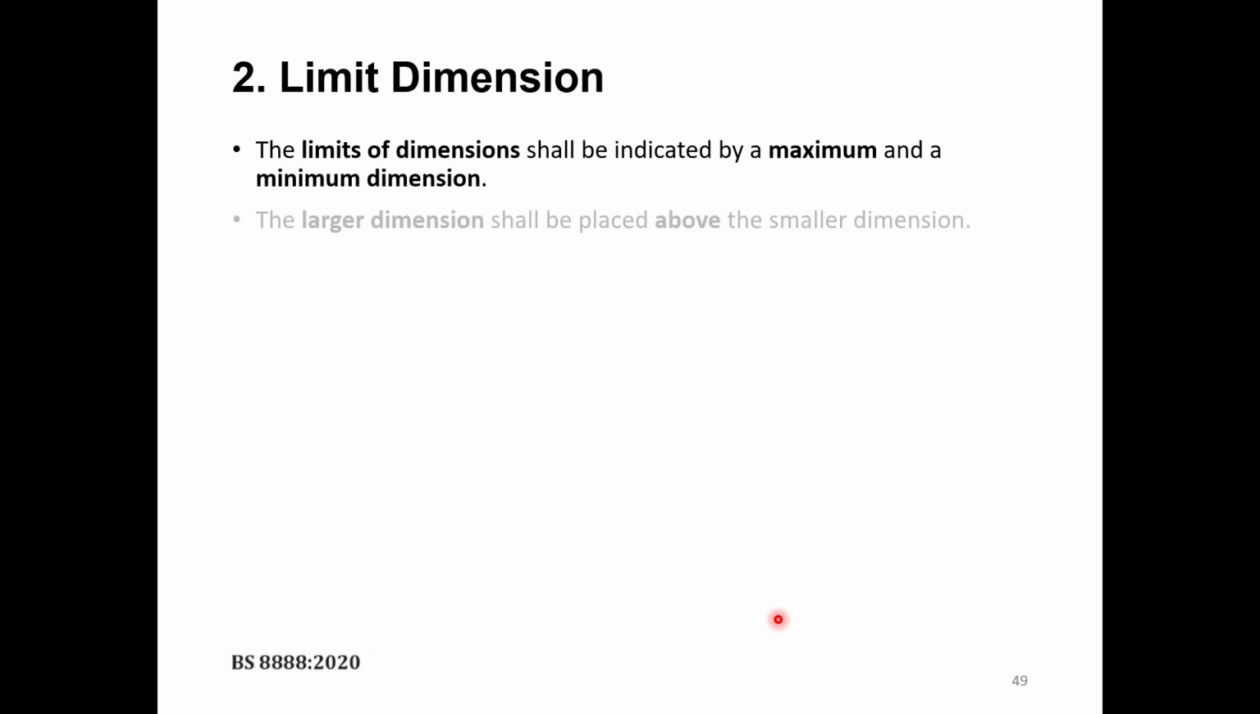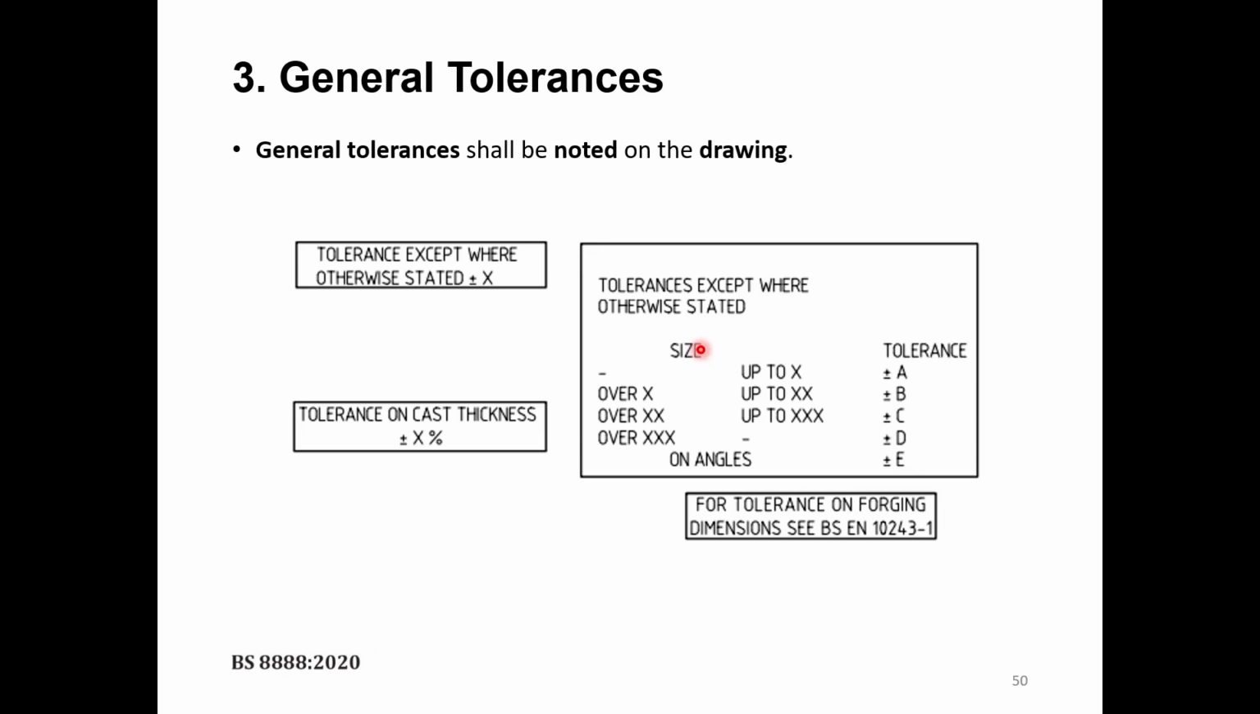For the limits of dimensions, you identify the maximum and the minimum dimensions of the shaft or the hole. So the larger dimension is placed above the minimum dimension, something similar to this, as if you are adding the tolerance to the dimension itself. So it says here the upper dimension is 32.198 and the lower dimension is 32.195. This is another method of including the tolerances in your dimensions.